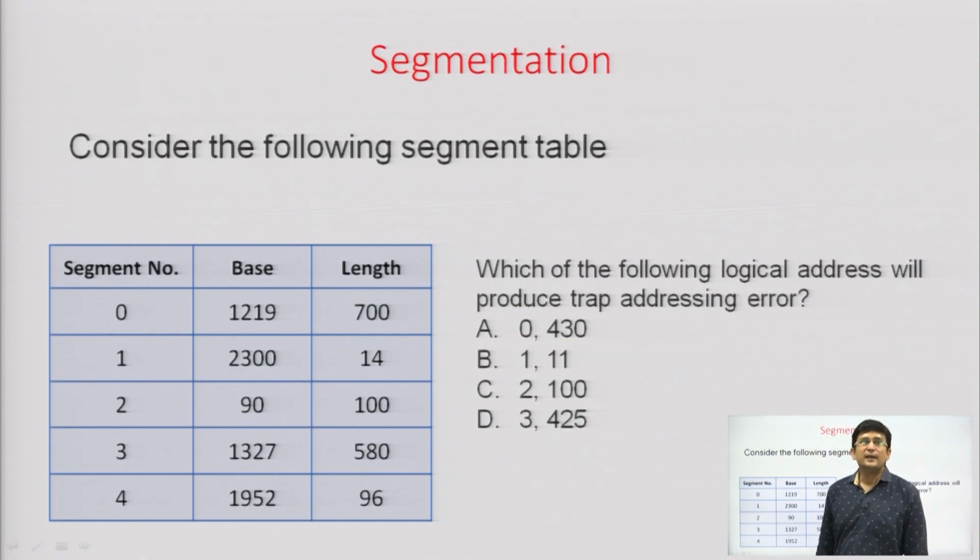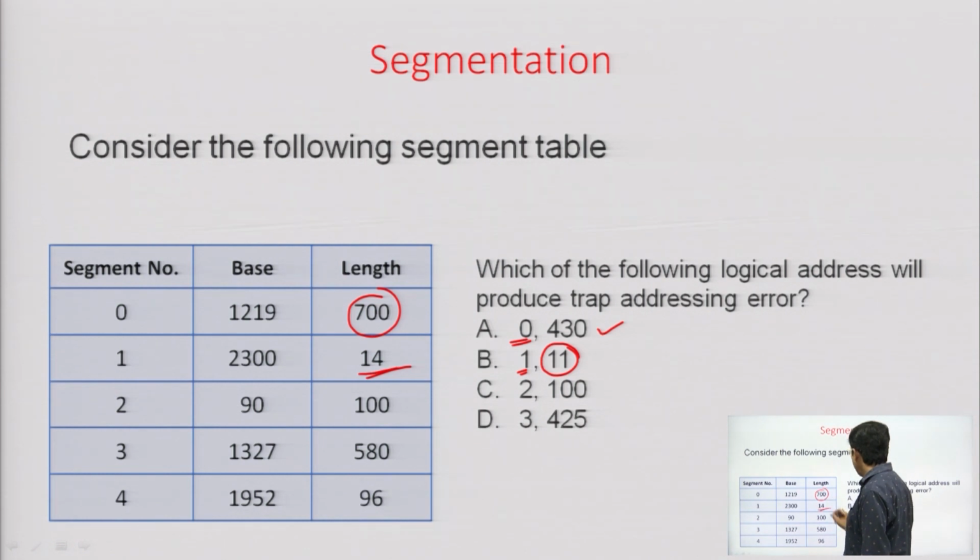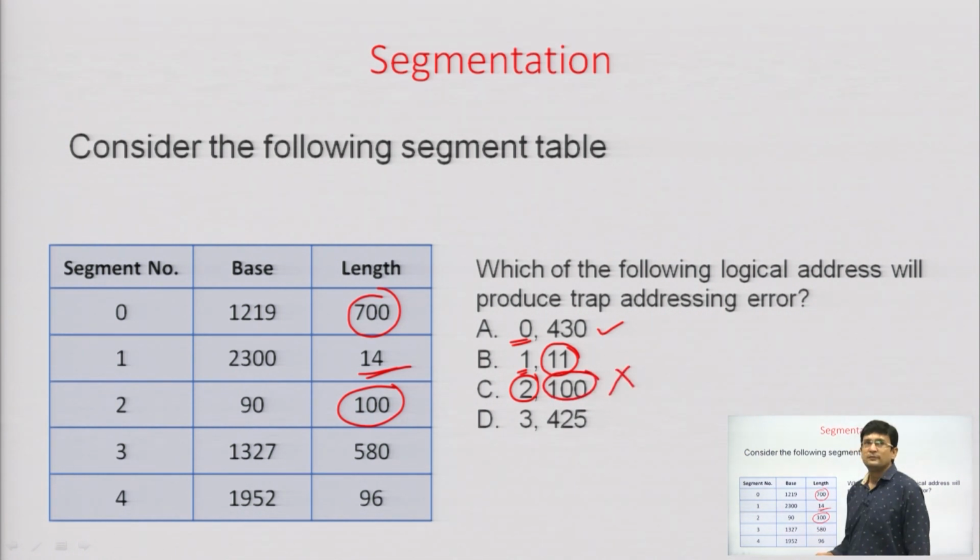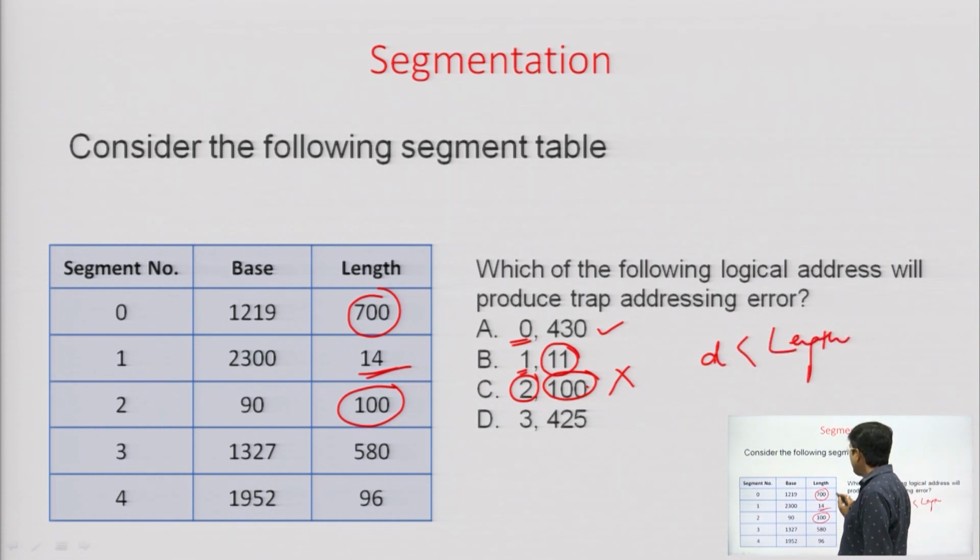Fine. The last one for today is the question which asks which of the following logical addresses will produce the addressing error. An addressing error will obviously occur if the limit is crossed. For example, 430 is well within the limit of segment 0. For segment 1, 11 is well within the limit. For segment 2, which has a length of 100, we are referring to the address 100. This is wrong. Why? The offset should be less than the length, hence it will generate the addressing error or the trap.